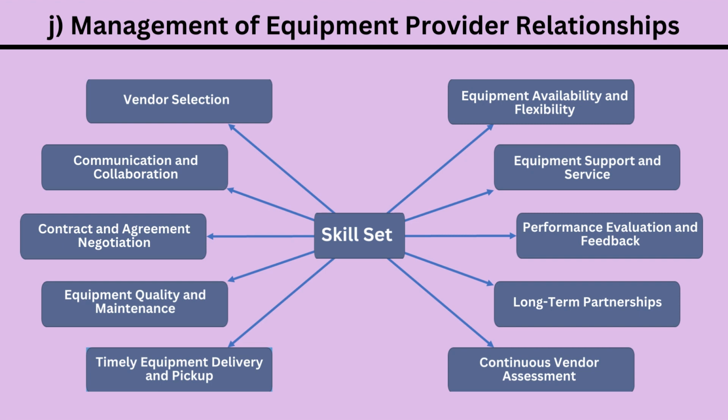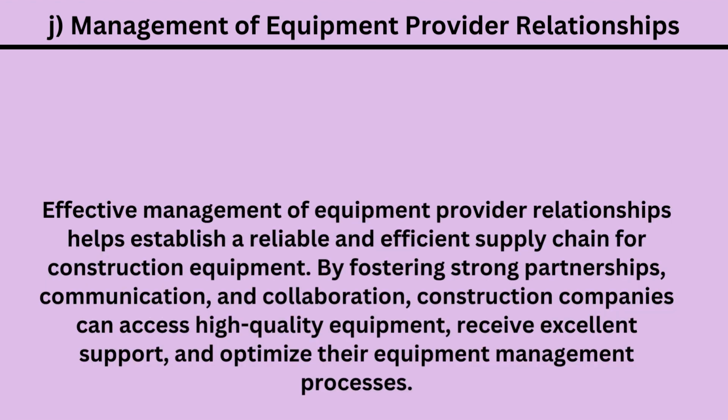5. Timely equipment delivery and pickup. 6. Equipment availability and flexibility. 7. Equipment support and service. 8. Performance evaluation and feedback. 9. Long-term partnerships. 10. Continuous vendor assessment. Effective management of equipment provider relationships helps establish a reliable and efficient supply chain for construction equipment. By fostering strong partnerships, communication, and collaboration, construction companies can access high-quality equipment, receive excellent support, and optimize their equipment management processes.